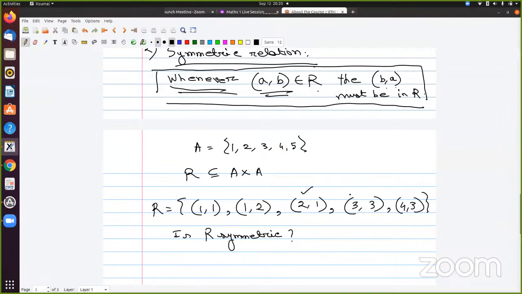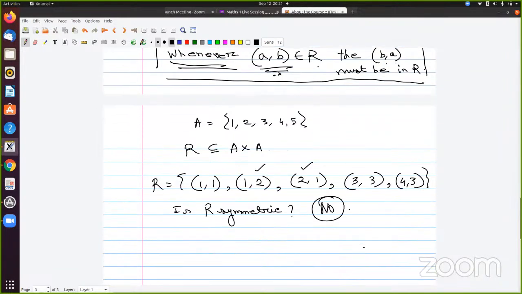Similarly, if 2 comma 1 is inside R, then if we interchange, 1 comma 2 is also there, right? For 3 comma 3, do we have to worry? No, if we interchange the position, it is again 3 comma 3, so it is inside R. But for 4 comma 3, whenever this is inside R, if we interchange the position, what will I get? 3 comma 4. Is it inside R? It is not there. So it is not symmetric. Clear?